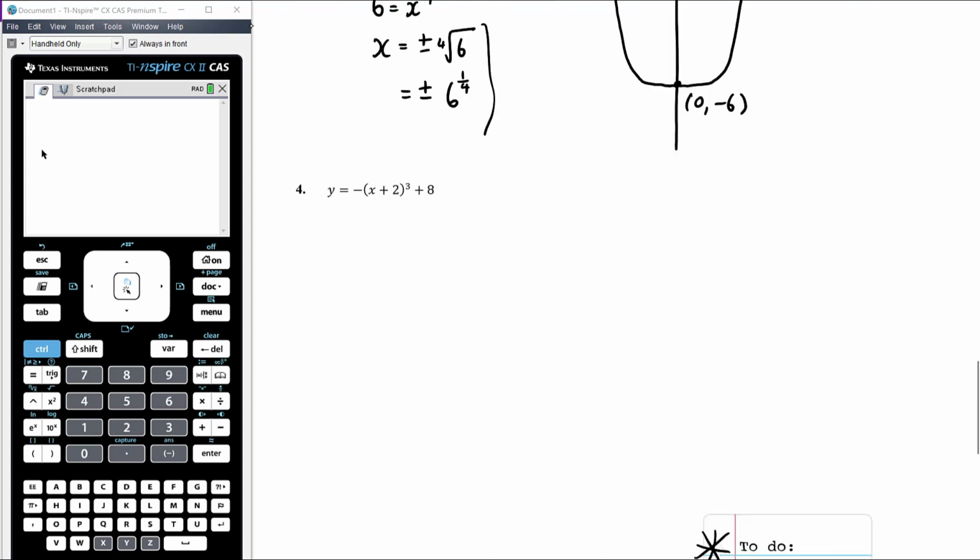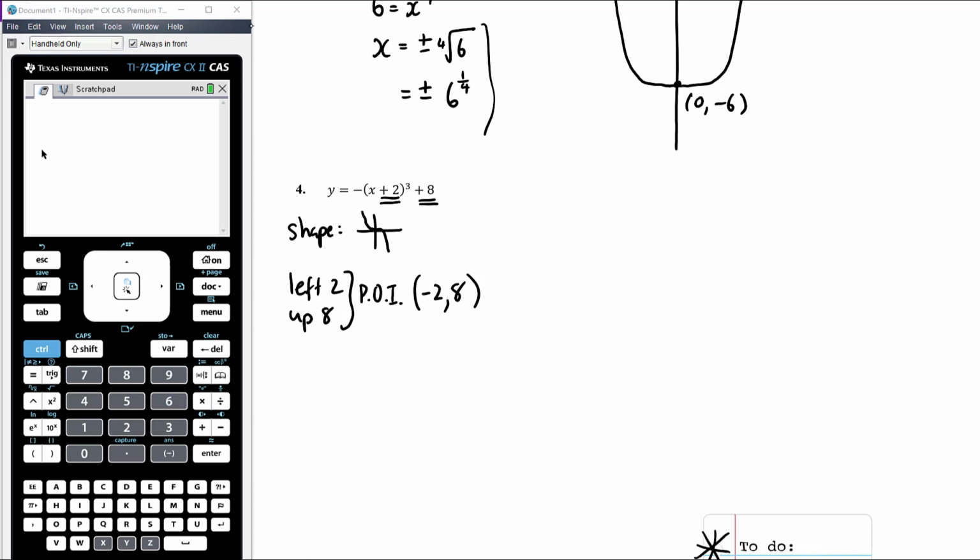Okay, question 4, negative (x plus 2) cubed plus 8. So we've got a cubic and it's reflected. That means the shape is going to be a reflected cubic, so it's going to go down as we go from left to right. We've also gone to the left by 2 and up by 8. So together, those two things mean, sorry, I was going to write turning point, it's not a turning point, our point of inflection is going to be left 2, so negative 2, and up 8, positive 8.